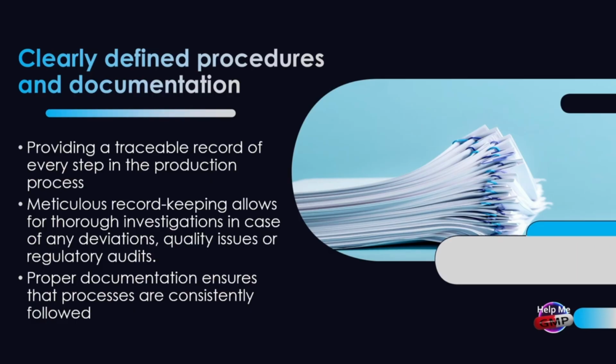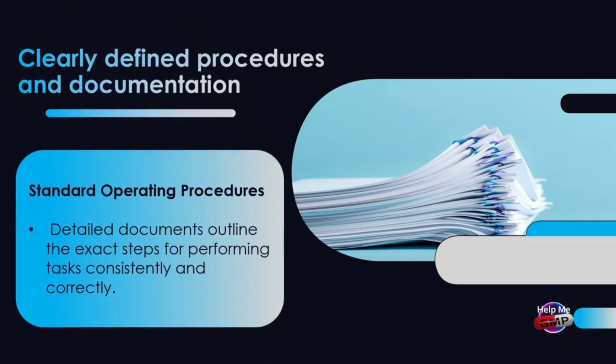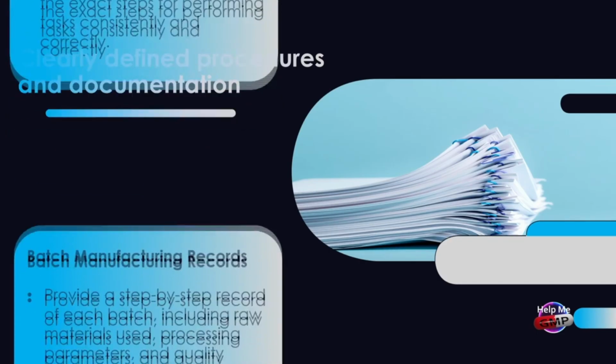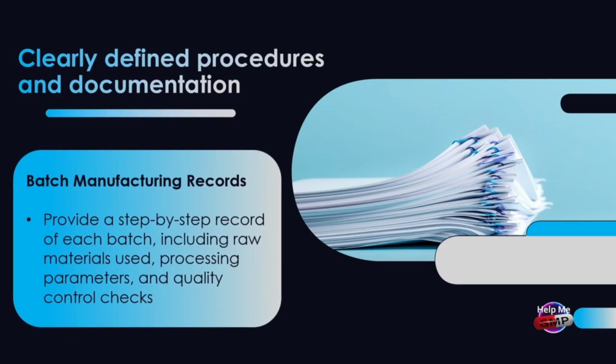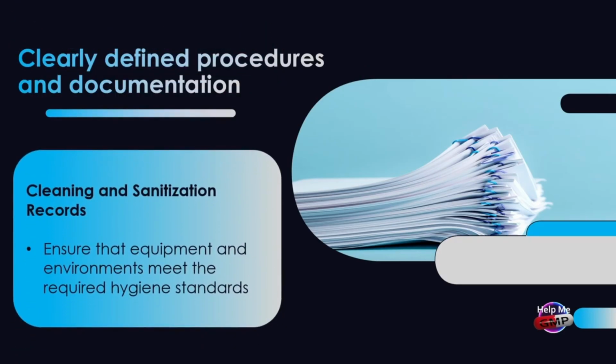There are various document types which play a critical role in GMP compliance. Firstly, standard operating procedures, which are detailed documents that outline the exact steps for performing a task consistently and correctly. Then we have batch manufacturing records, which provide a step-by-step record for each batch, including raw materials used, processing parameters, and quality control checks. Cleaning and sanitization records ensure that equipment and environments meet the required hygiene standards.